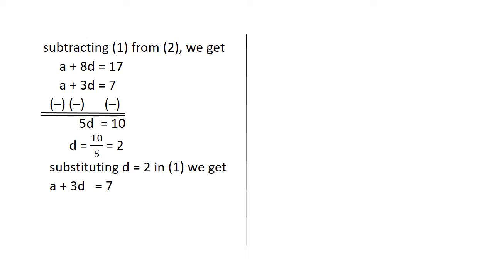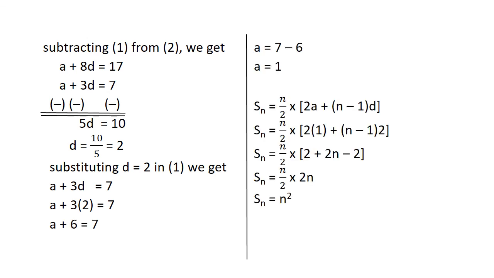Substituting d = 2 in equation 1, we get, first of all write equation 1: a + 3d = 7. Now what should we substitute in place of d? 2. a + 3 × 2 = 7. 3 2s are 6, a + 6 = 7. Plus 6 goes to the other side, becomes -6. So a = 7 - 6, that is equal to 1.